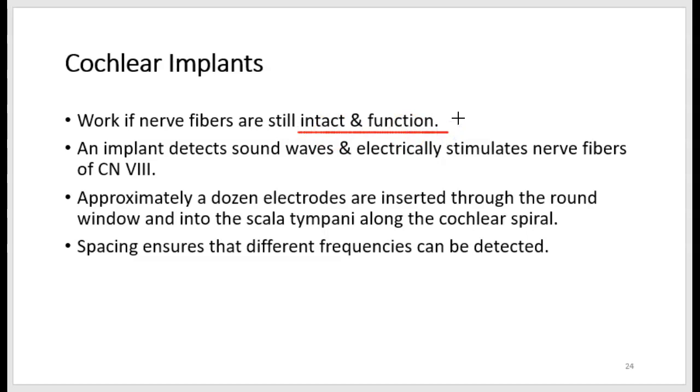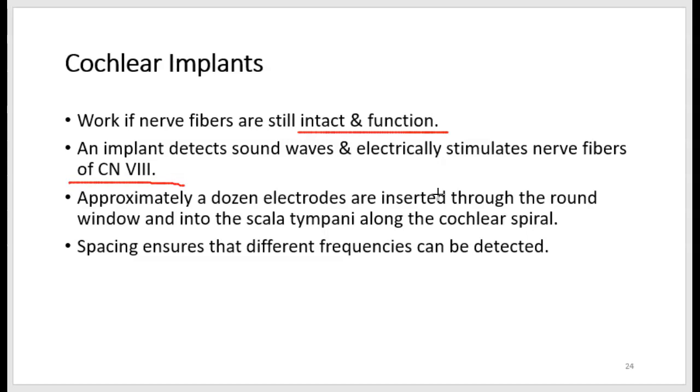So cranial nerve 8 has to work, and the temporal lobe has to work. But the implant detects sound waves and then stimulates the neurons or nerve fibers of cranial nerve 8. And there's different electrodes that are inserted in the round window. You don't have to know about that. And along the cochlea, spaced so that different frequencies can be detected.